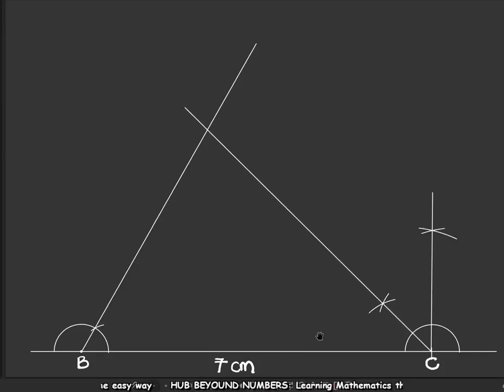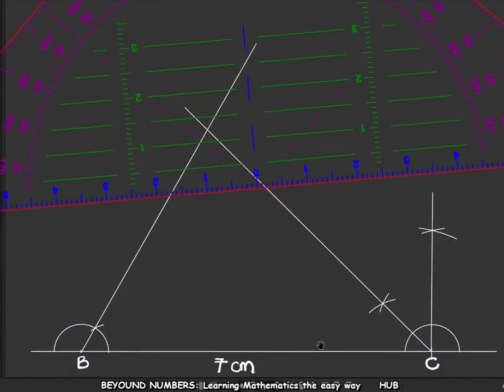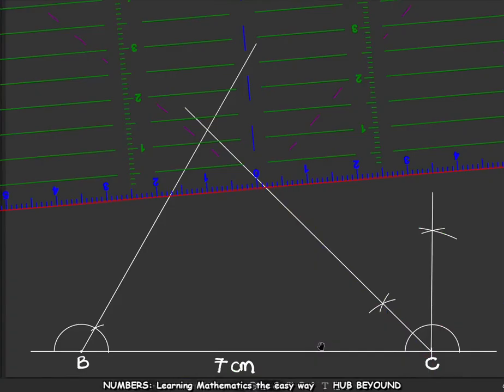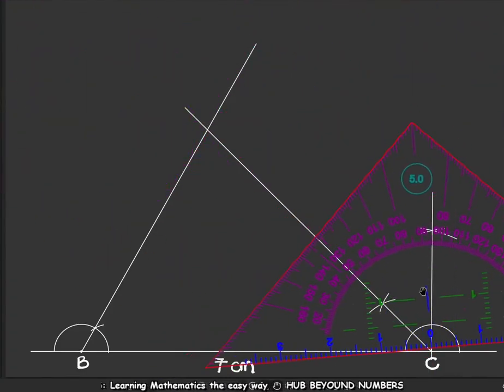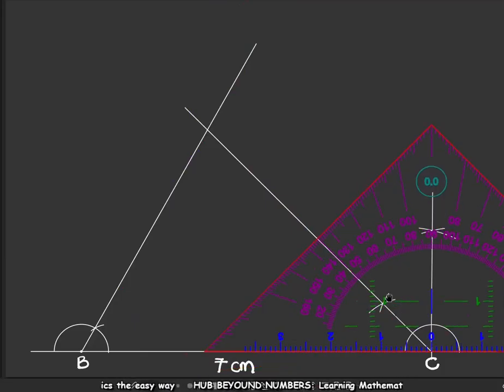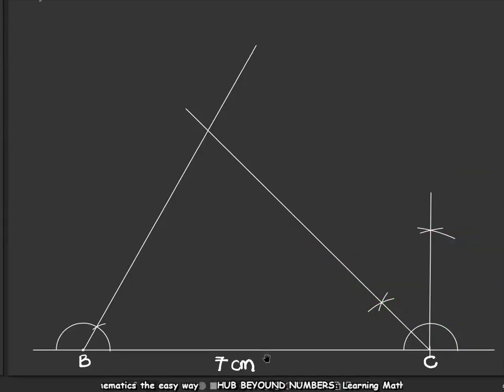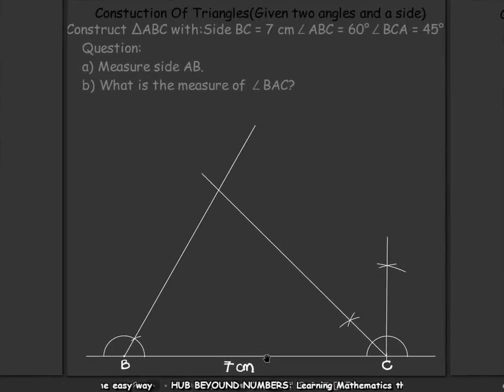So at this point, let's measure and see if what we've done is correct. So using my protractor, I'm going to measure what I have drawn over here. Let me rotate that. And you can see that it passes through the 45. That is, if I'm using my inner calibration, this is my 40, 50, and then 45 is just at the middle, right?